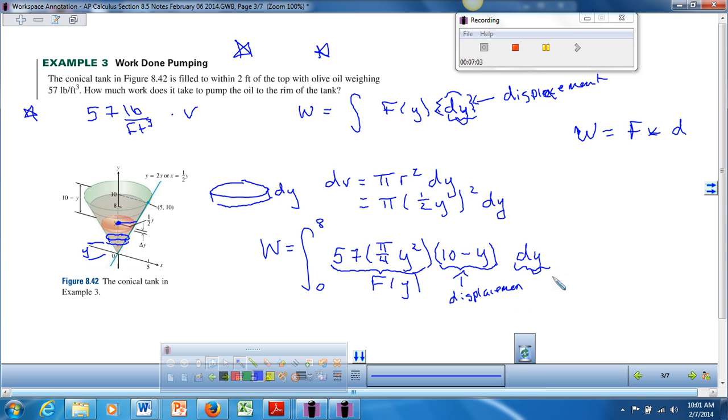This dy is part of our force. So we have force times displacement for this problem, and our differential ends up coming in our calculations of the force.